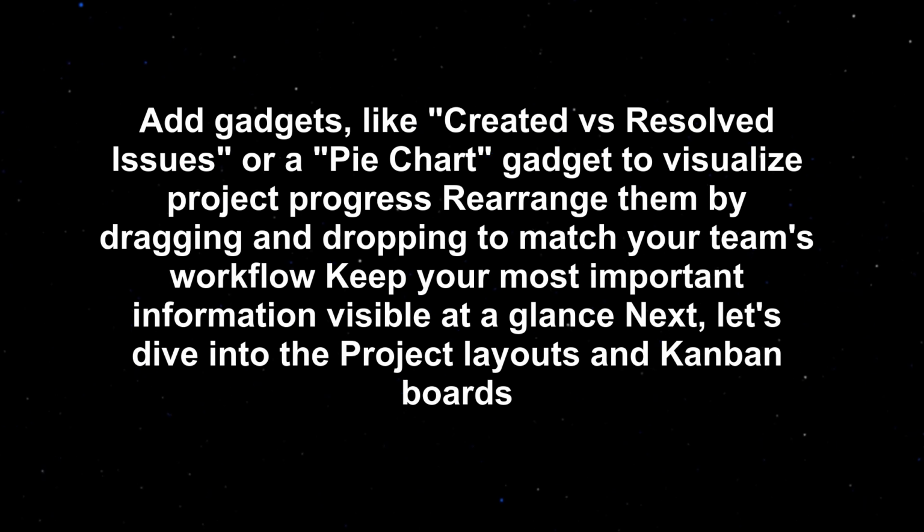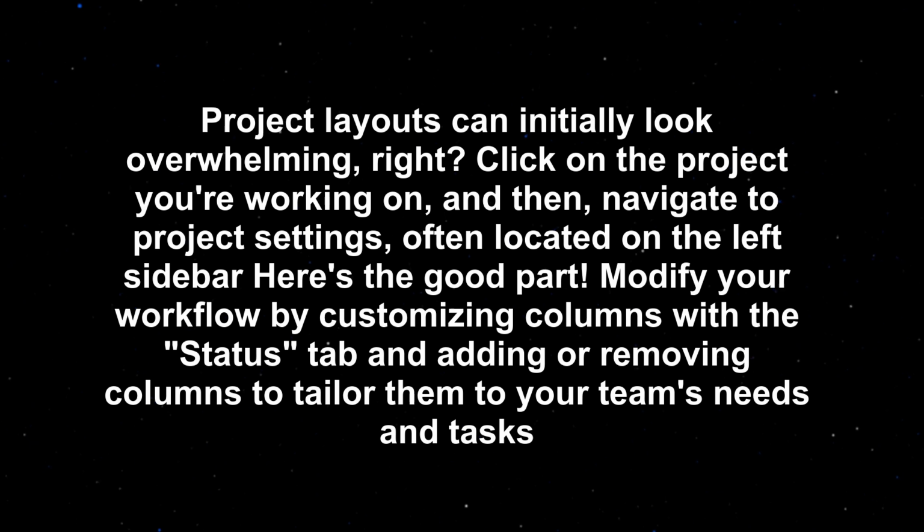Next, let's dive into the project layouts and Kanban boards. Project layouts can initially look overwhelming, right? Click on the project you're working on, and then navigate to project settings, often located on the left sidebar. Here's the good part. Modify your workflow by customizing columns at the status tab, then adding or removing columns to tailor them to your team's needs and tasks.